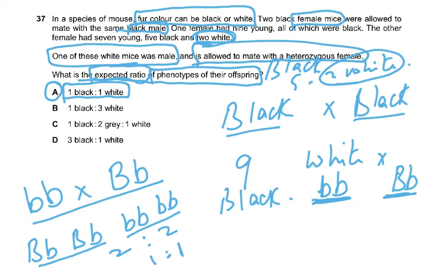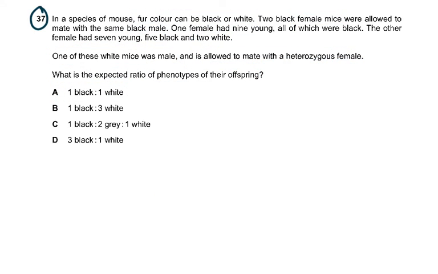So please understand this question. I'm going to explain it once again. In a species of mouse, fur color can be black or white. So they've given you these two possibilities, black or white. Now, how do you know which is dominant?